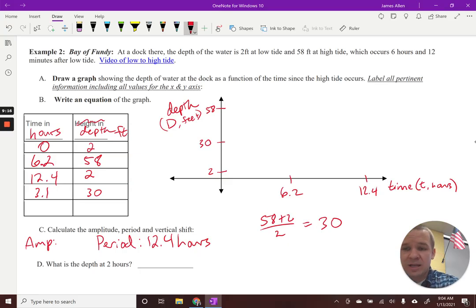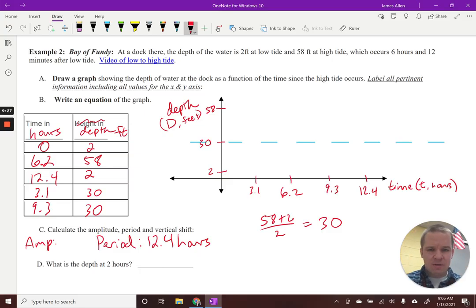And we could even also add that to between 6.2 and 12.4. So add 3.1 to that, and I would get 9.3. I would also be at 30 once again. Looks like now I've got my midline on there, right? I've scaled out my x-axis, or my t-axis. We're looking good in this graph here.